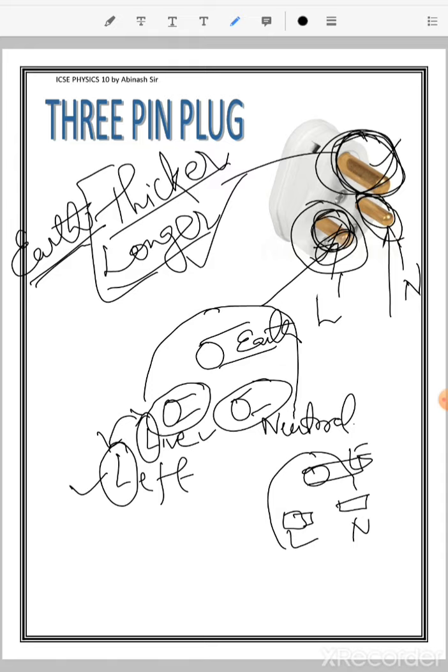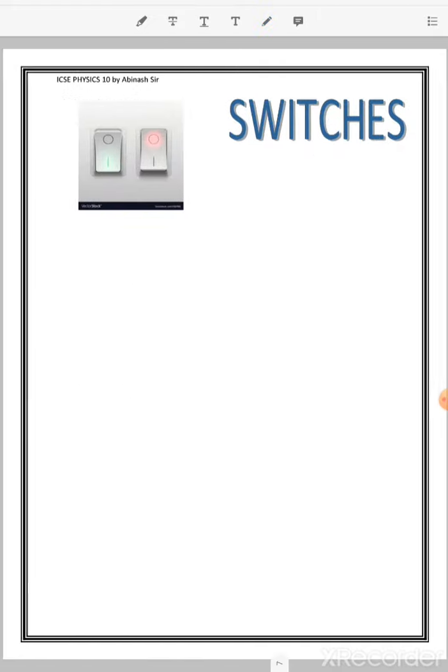So if you get this question, or for today's assignment you are getting this question, why the earth pin is made thicker and longer, you'll say the earth pin is made thicker so that it does not enter the socket meant for live or neutral. That is the first part of the answer. The second part is why it is made longer. It is made longer so that the earth connection is made first to the appliance. That is how you write the answer. Alright, so this is your plug. Now let's go to the socket.